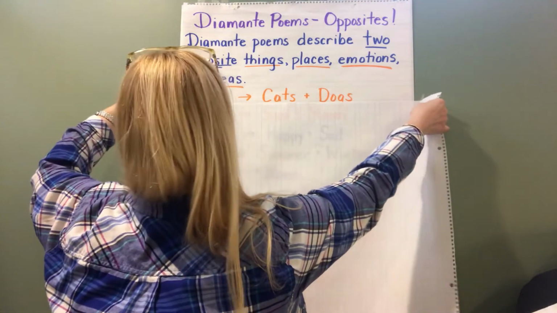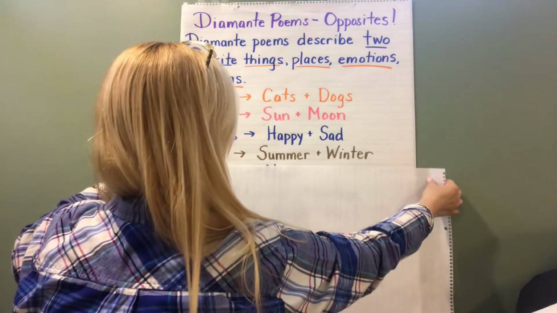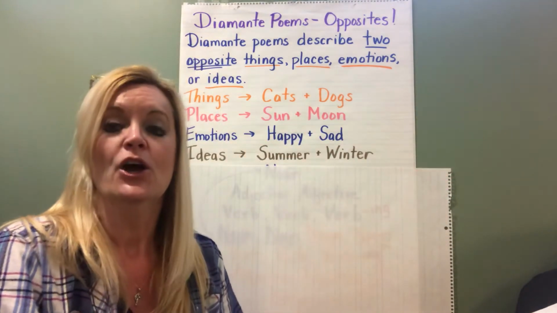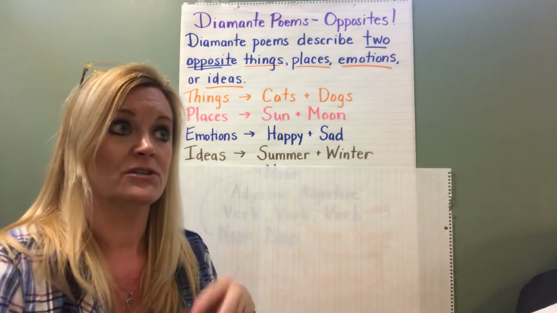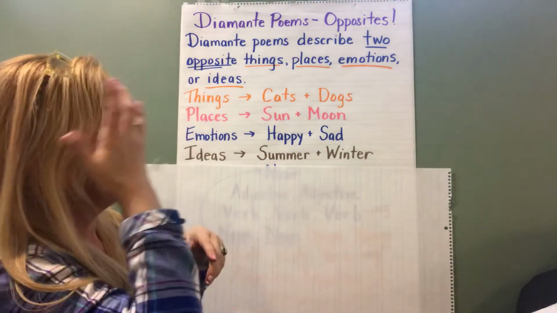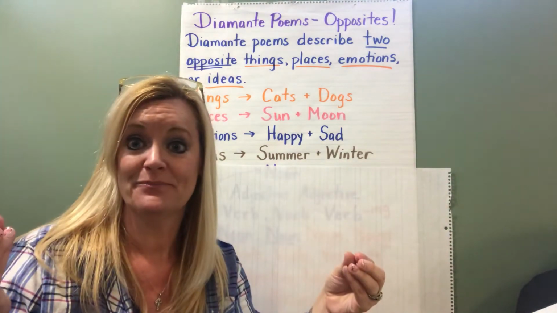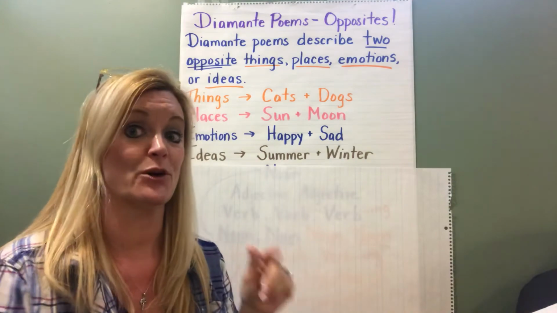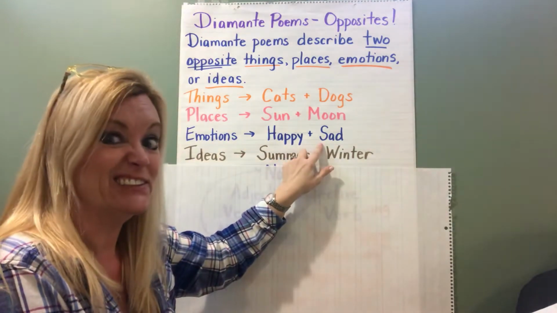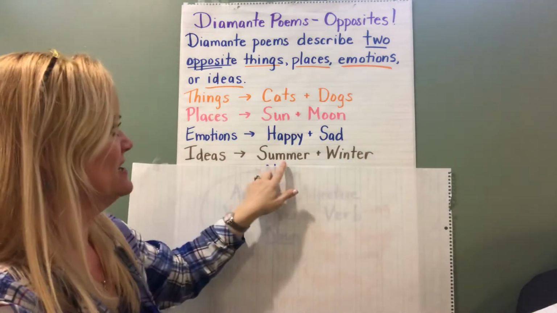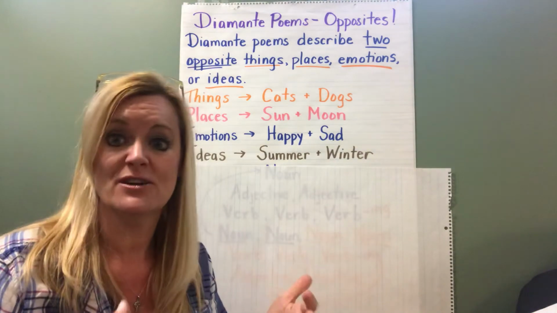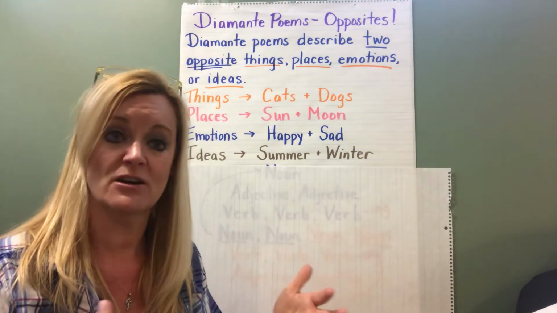Some of the other examples for Diamantes that you could write about are places. You could talk about the sun and the moon. You could talk about the beach and the North Pole. You could talk about the ocean and the desert. Any kinds of those two opposites would work great for this poem. Emotions, happy and sad. That's a really good opposite emotion. And ideas, summer and winter. You know, just the idea of what it's like in summer, some of the things you do in the summer, some of the things you do in winter, opposite.